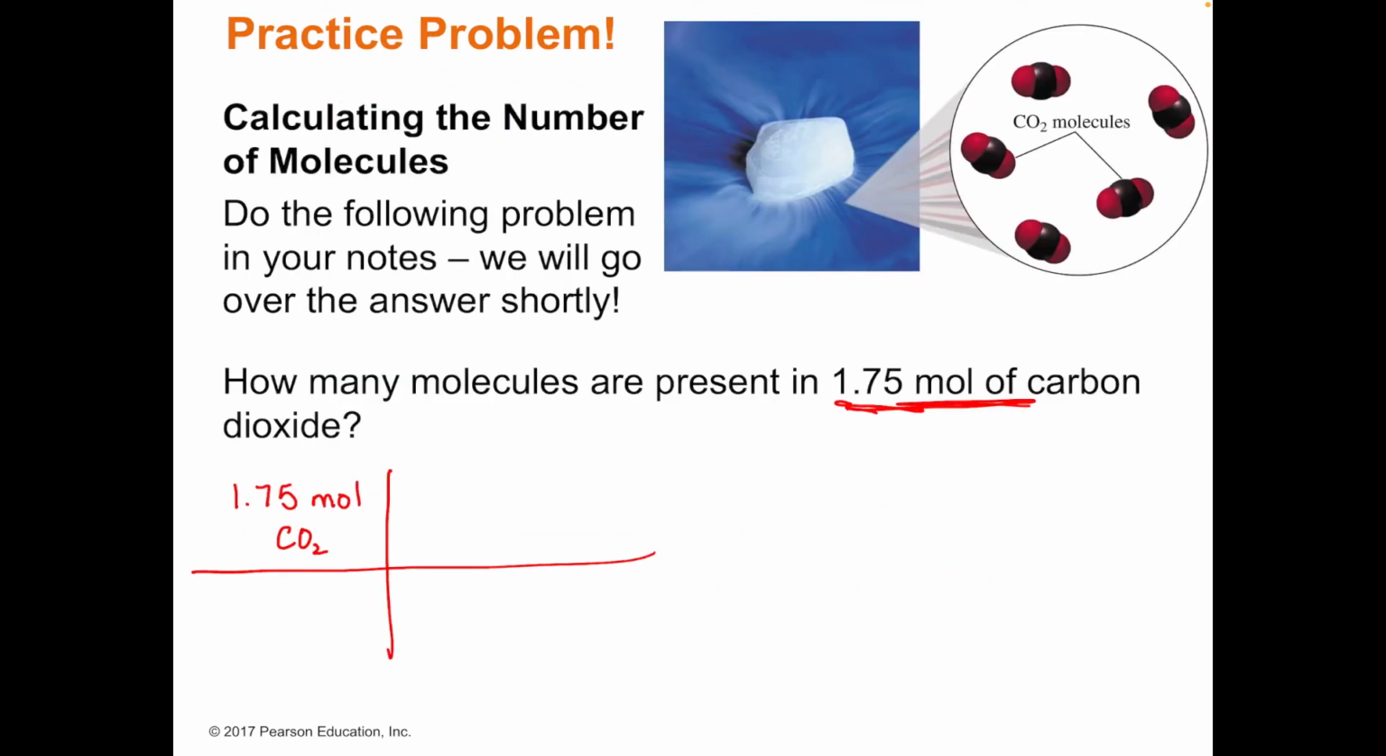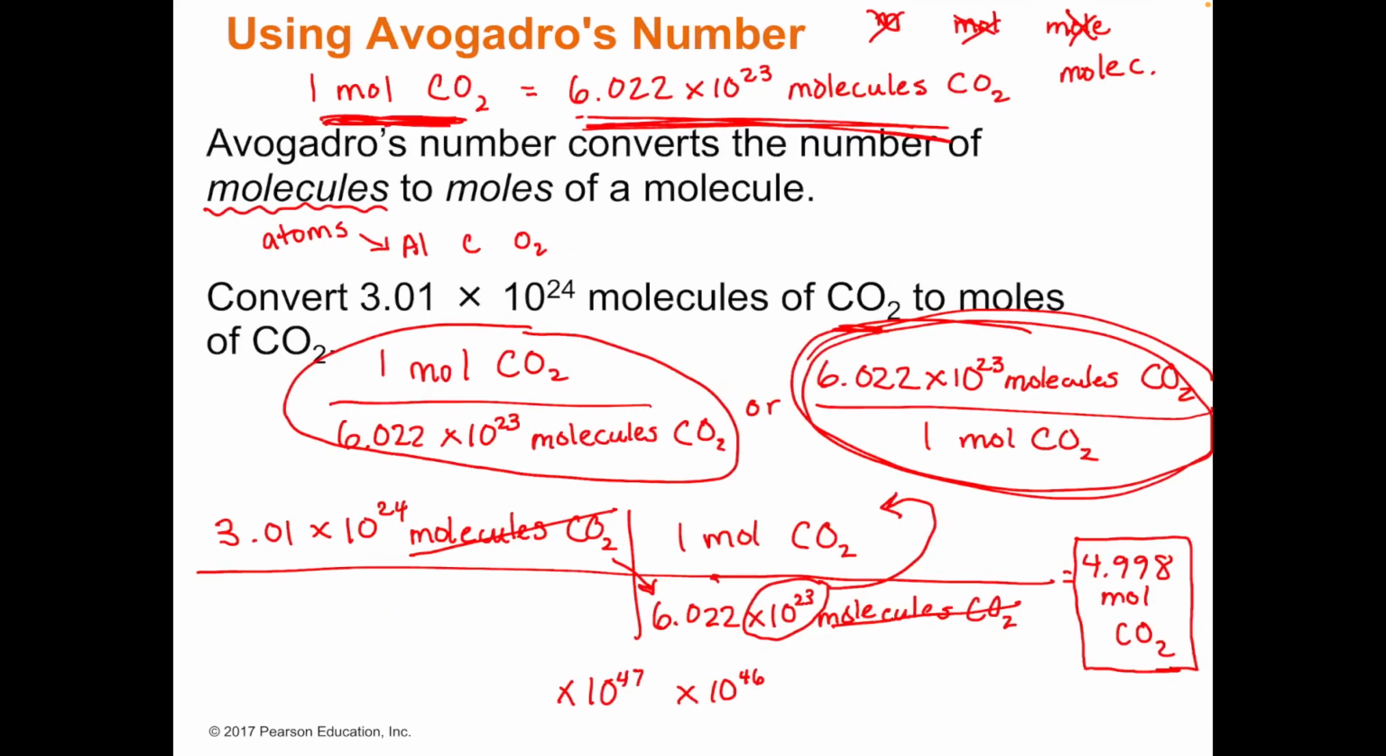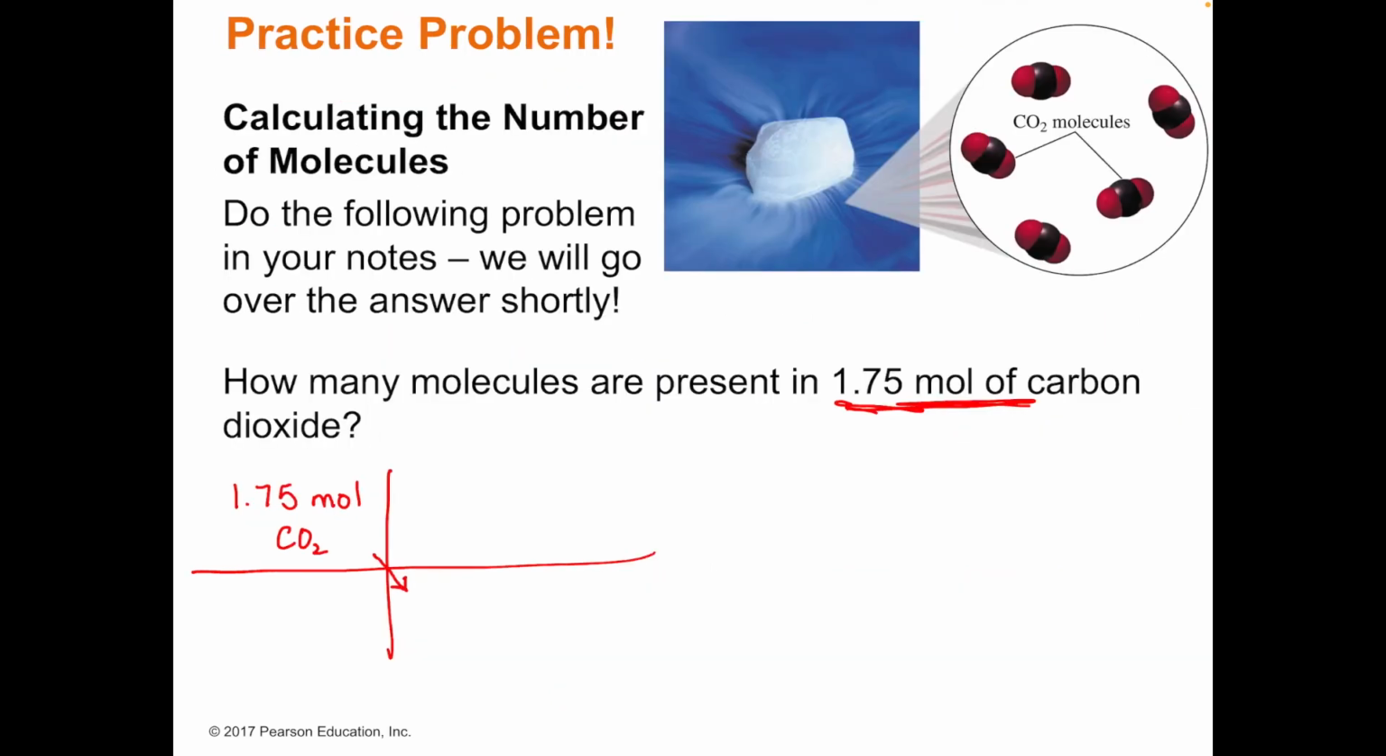Since we're starting with moles in this top left, we need to cancel down and to the right. We're going to need to have moles of carbon dioxide down on the bottom. So the one that has moles of carbon dioxide on the bottom is this one on the right here. So we will have 1 mole of carbon dioxide on the bottom and 6.022 times 10 to the 23rd molecules of carbon dioxide on the top. We double check: moles of carbon dioxide cancels moles of carbon dioxide. We're left with molecules of carbon dioxide, which is what we're trying to find.